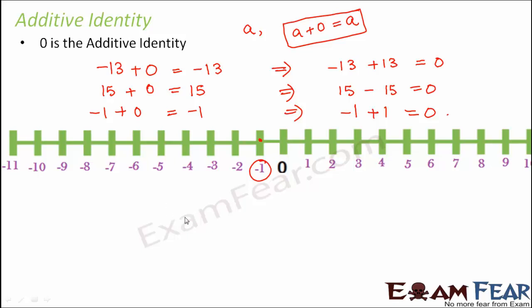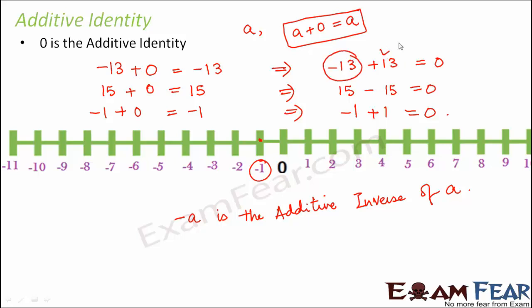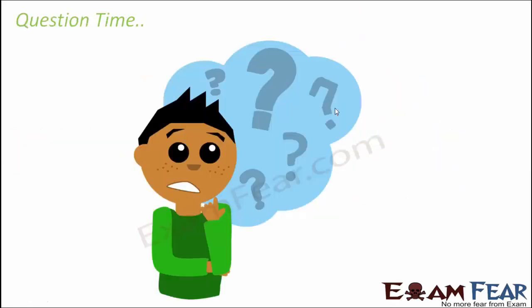And for any integer a, minus a is the additive inverse of a. Why is it called additive inverse? Because whenever minus a is added to a, the result is 0. So you can say that additive inverse of minus 13 is plus 13. Additive inverse of plus 13 is minus 13. Similarly, additive inverse of minus 1 is plus 1. Additive inverse of plus 1 is minus 1. And so on. So this is the concept of additive identity and additive inverse. I covered all the properties related to addition and subtraction of integers.